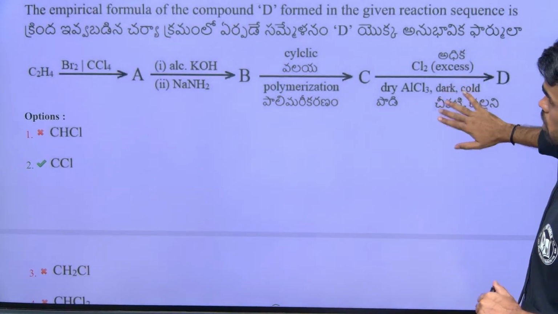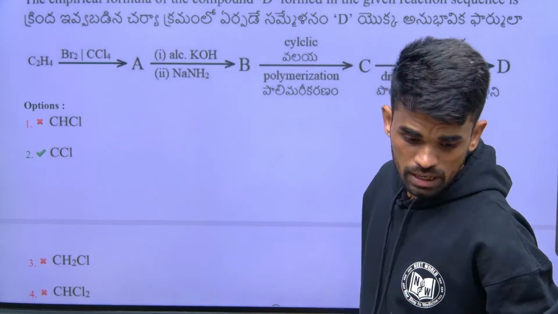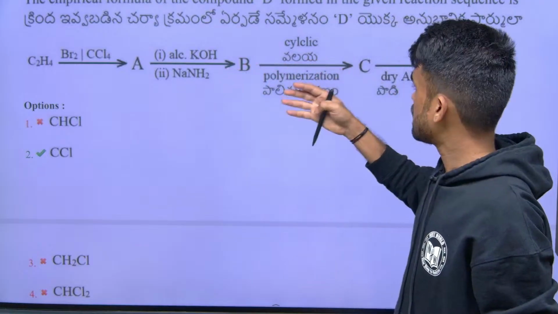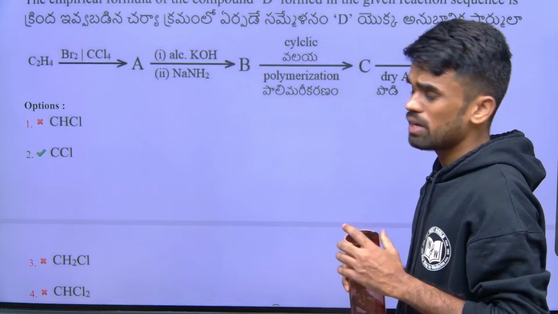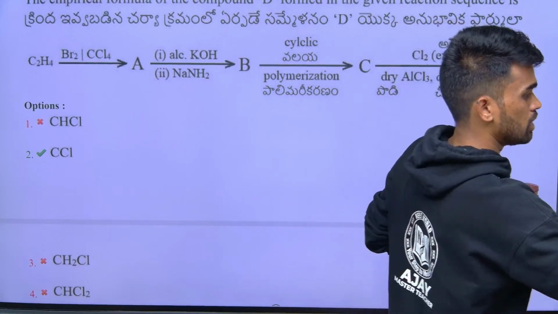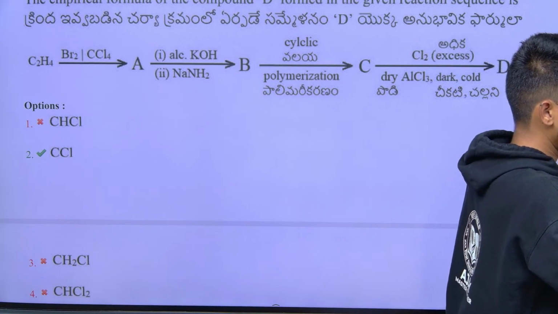Again here we have a question from organic. What is the empirical formula of D? These interconversions are very important. Just give me some time and try to solve from your side. I will be looking into the comment box, anyone in the online.